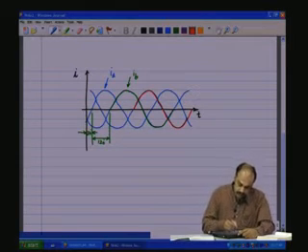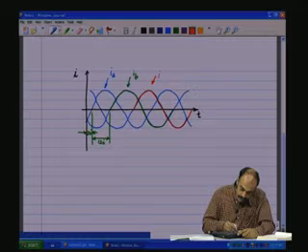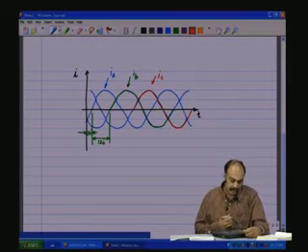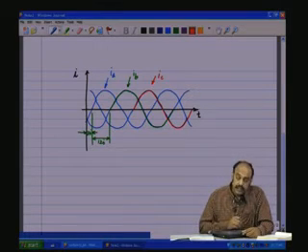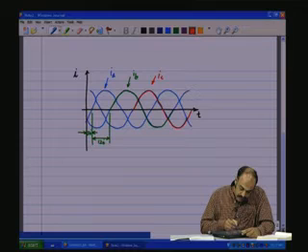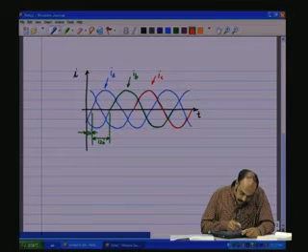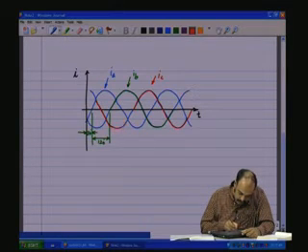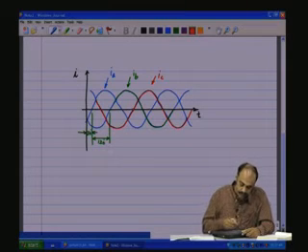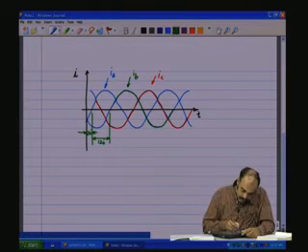This would be IC. See, a very easy way of constructing the 3-phase waveforms, and now you can complete this portion of the curves, and likewise for IB.